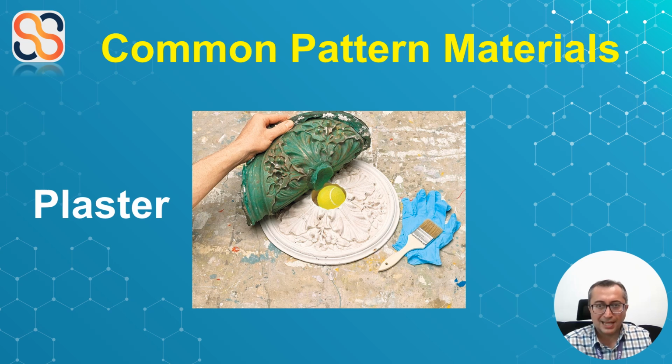You can make a plaster pattern by pouring a mixture of plaster and water into a mold created from a master pattern, or by shaping it with a tool called a sweep. Plaster is often chosen for small intricate castings and for making core boxes.